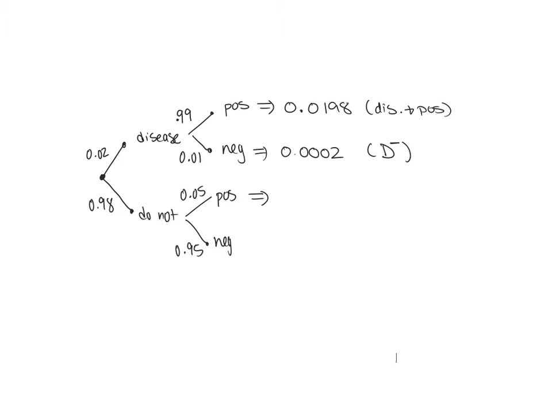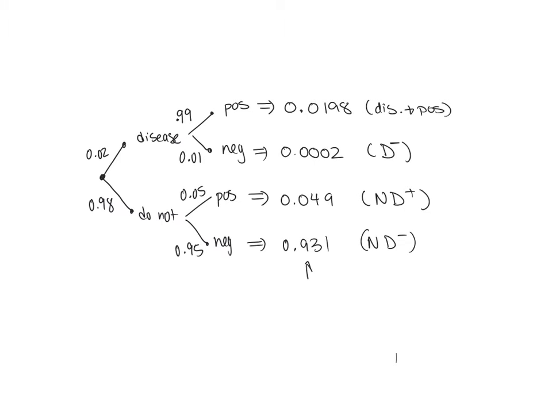0.98 times 0.05 gives us 0.049. This is no disease, positive test. And the last one, 0.931. This is no disease, negative test. And these numbers should look pretty similar to the things in your tables. They're decimals and they're not whole numbers.